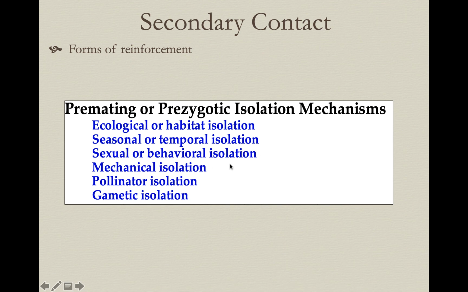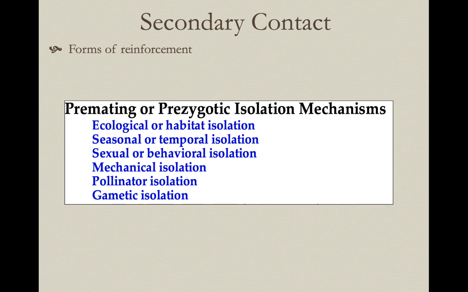Mechanical isolation, this is a situation in which they may be in the same area, they breed in the same season, they have close enough sexual selection behavior so that they attempt to mate, but if their genitalia just won't fit together, that would lead to mechanical isolation and prevent the male from successfully fertilizing the eggs in the female of the other species. Sometimes this is referred to as the lock and key hypothesis. It's been studied in insects primarily. Pollinator isolation, this is one that's restricted to angiosperm plants.